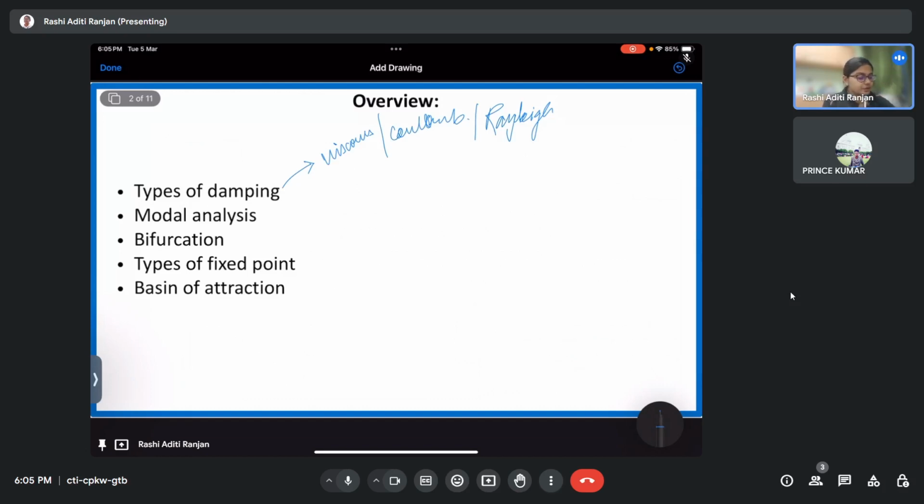The second topic discussed was modal analysis. Why is it required? Till now, the equations of motion we have covered were not coupled. By coupled, I mean there were two equations: one concerned x1 double dot and the second x2 double dot. The equation of x1 double dot could have x1, x2, or x1 dot, x2 dot. Likewise, the equation of x2 can have x1, x2, x1 dot or x2 dot.